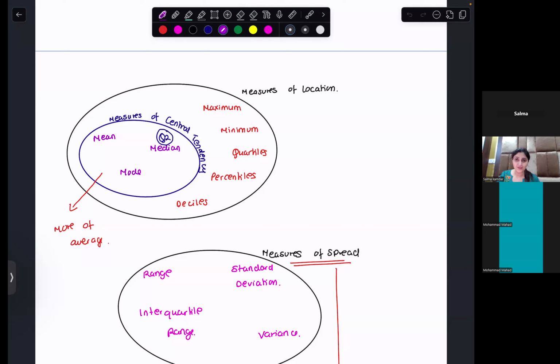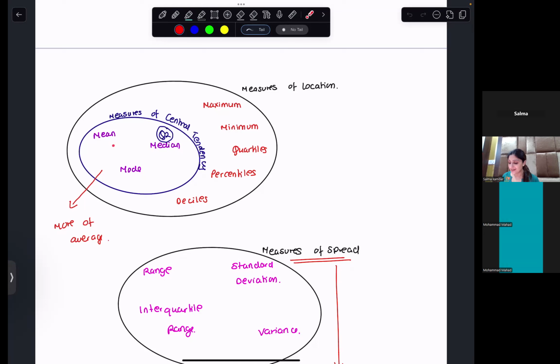What are measures of location? Measures of location are maximum, minimum, quartiles, percentiles, and deciles. What is a measure of central tendency? Mean, median, mode. If you want averages, you take mean, median, and mode. This is also called measures of central tendency. When you talk about the measure of location, it is the minimum, maximum, quartile, decile, and percentile.